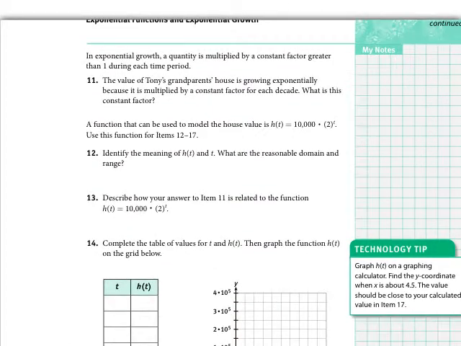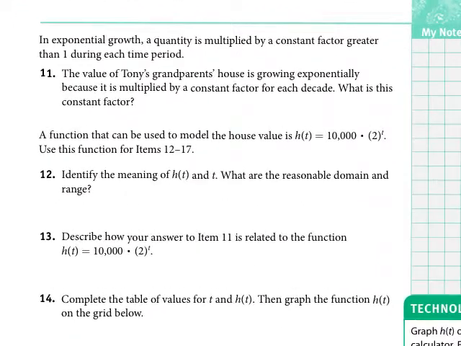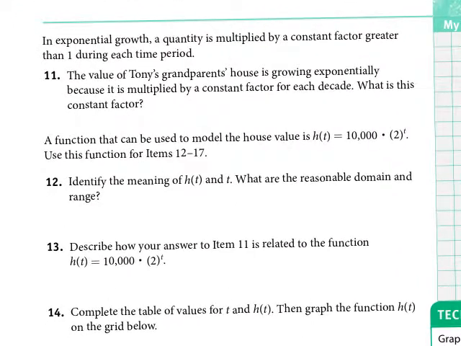All right, so it says, in exponential growth, a quantity is multiplied by a constant factor. That is huge, okay? And we don't want to get this confused here, because when we did linear, we were multiplying by a constant number, right? Or a constant rate of change. A constant rate of change is very different than a constant factor.